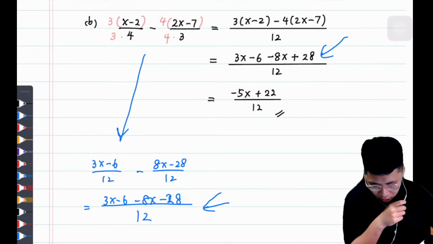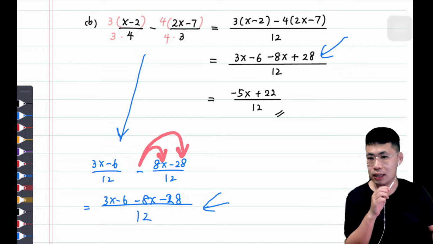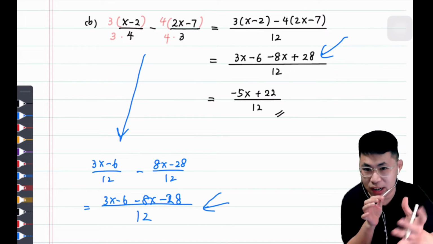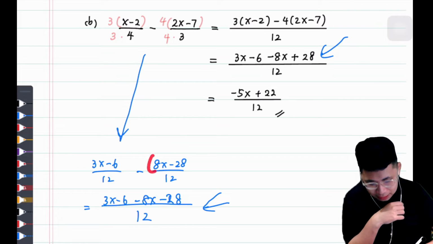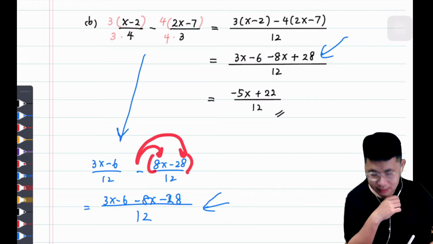Why is it so? Because when you minus, you need to minus 8x minus negative 28, because you're minusing the whole fraction. So technically speaking, there is an invisible bracket over here. You're minusing this, minusing that.